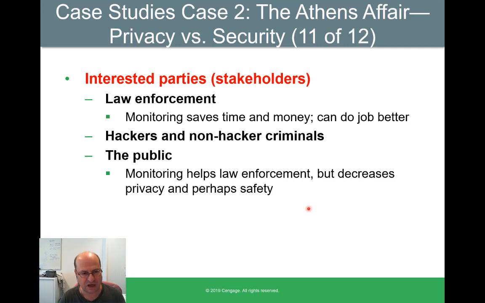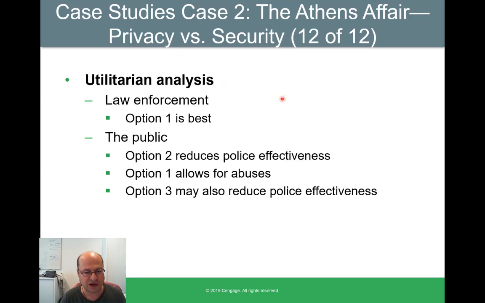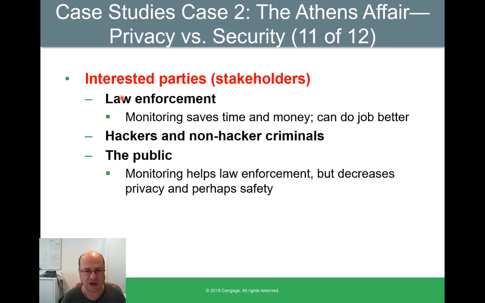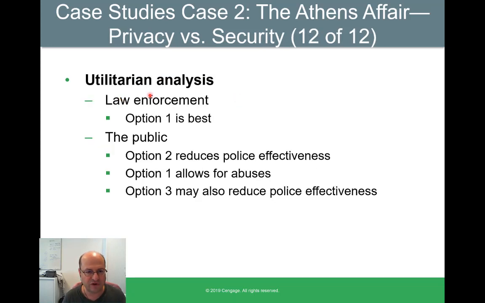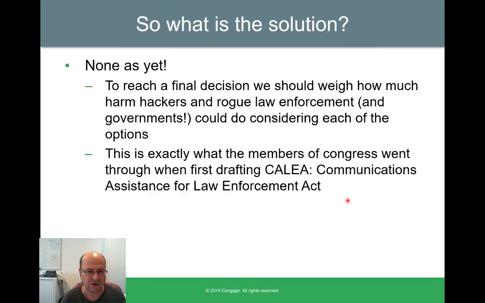Now we have to take into account the stakeholders. Do the utilitarian analysis: who wins and who loses with respect to the stakeholders. For law enforcement, option 1 is best. For the public, option 2 reduces police effectiveness. Option 1, with full access, allows for abuses. And option 3 may also reduce police effectiveness. So what is the solution? It's for you to decide.